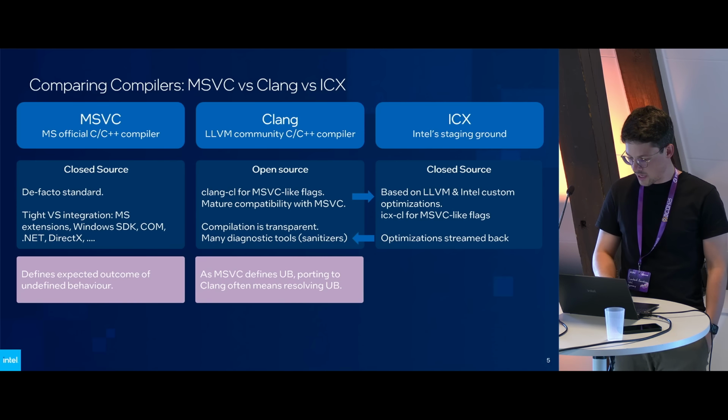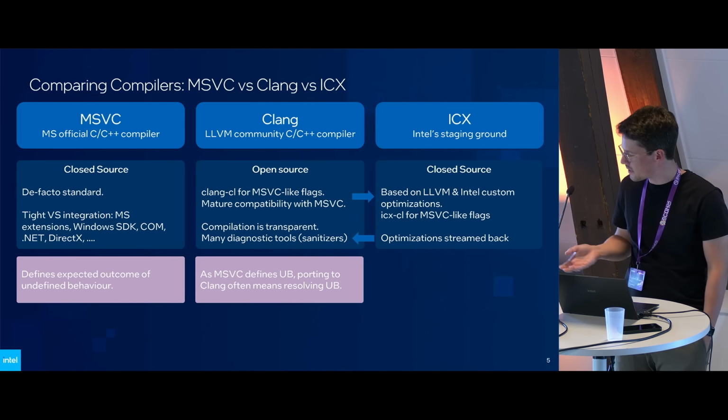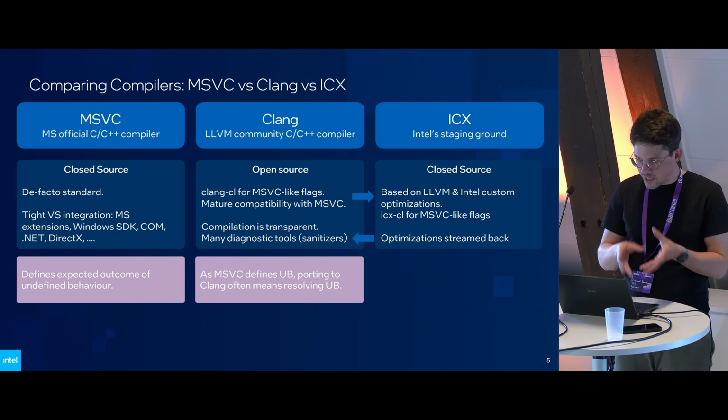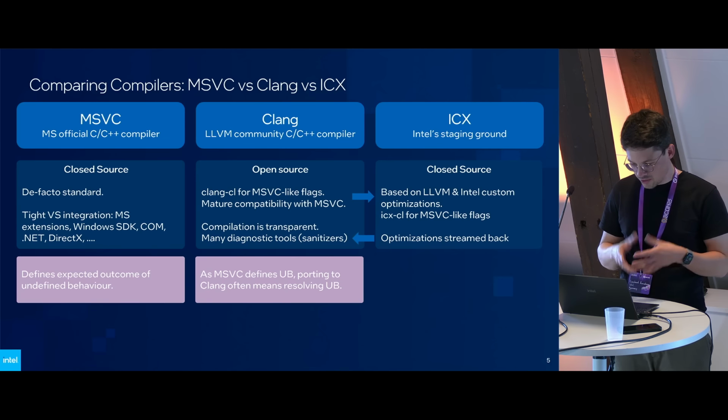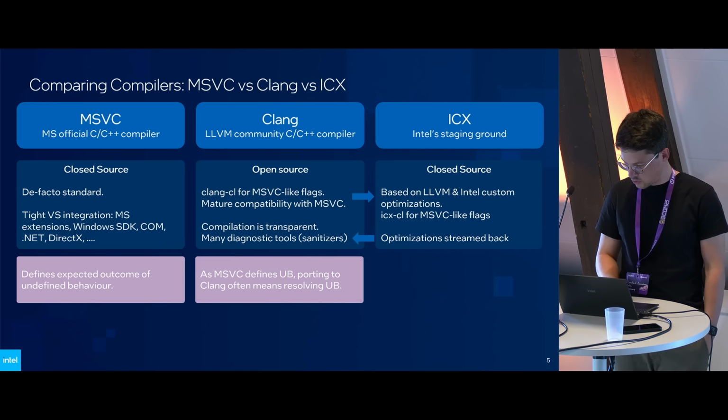So porting to Clang always means cleaning up your code base. For Blender, this is actually super simple because Blender already has a very clean code base. There was not really much work required to get Clang CL running.